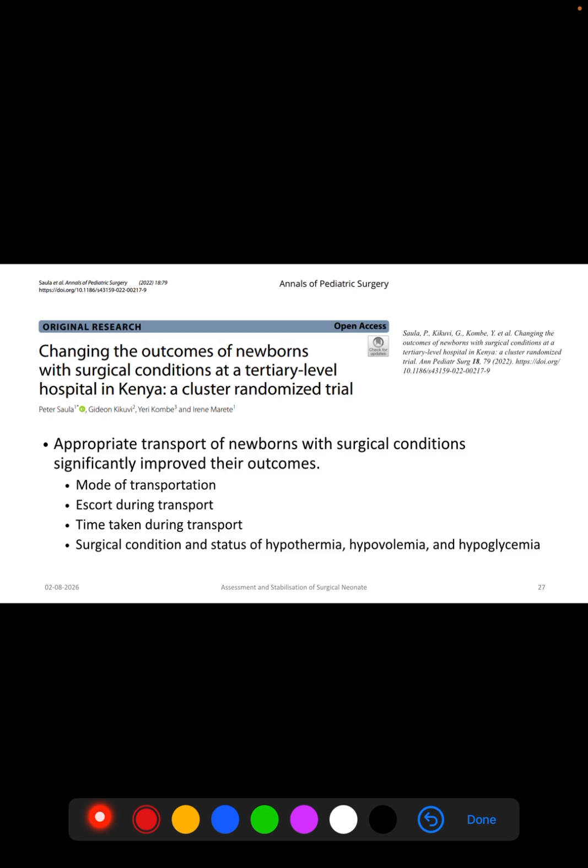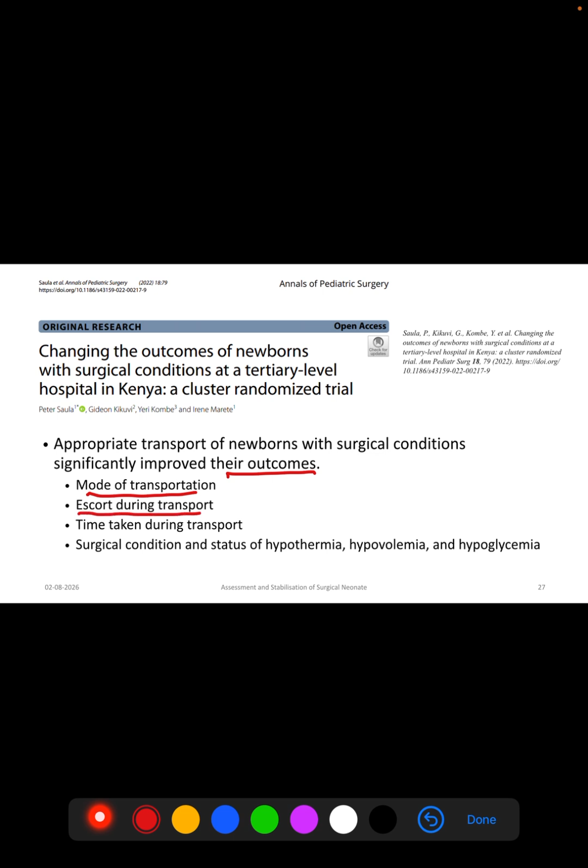Okay. And then the changing the outcomes of newborn with surgical condition at a tertiary level hospital in Kenya, a cluster randomized trial. तो यहाँ पर इस स्टडी में देखा गया, उन्होंने देखा कि अगर एक बच्चे को अप्रोप्रिएटली ट्रांसपोर्ट किया जाता है, एक न्यूबॉर्न को with surgical condition, it significantly improves the outcomes. तो it depends upon कि आपका मोड ऑफ ट्रांसपोर्टेशन क्या है. आप उसको प्राइवेट व्हीकल में लेके आ रहे हैं, आप उसको एम्बुलेंस में लेके आ रहे हैं, आपका व्हीकल कैसा है.